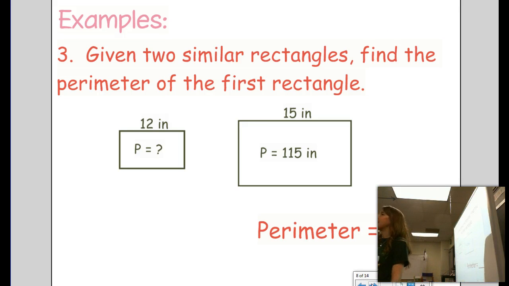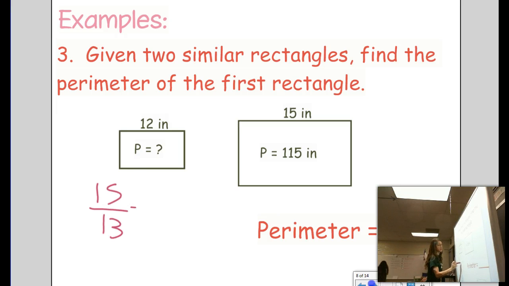On this one, you're going to set up a proportion. So please set up a proportion and cross multiply. Complaining about it makes it so much better. Set up a proportion and cross multiply. 15 is to 12 as 115 is to x. Second over first equals second over first. We get 13. He meant 12.